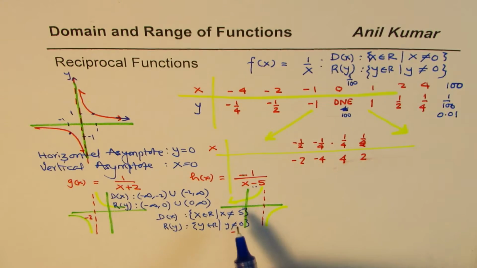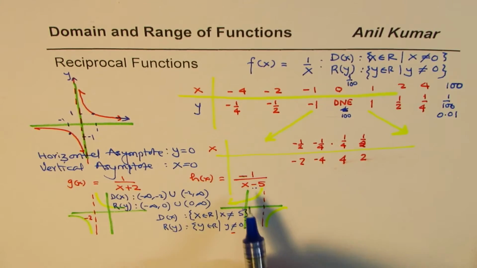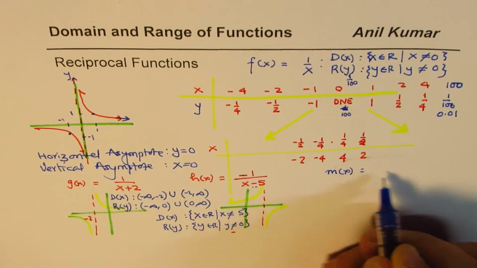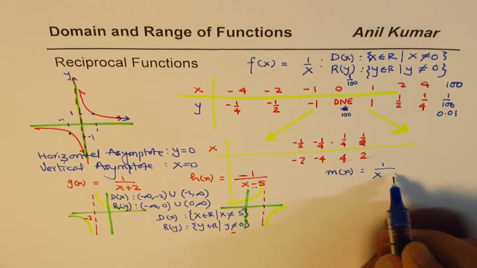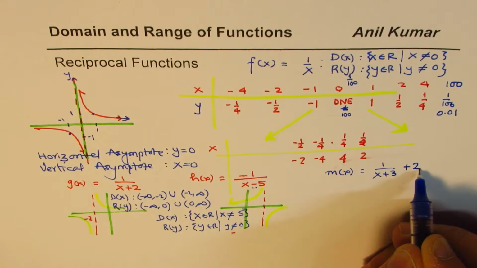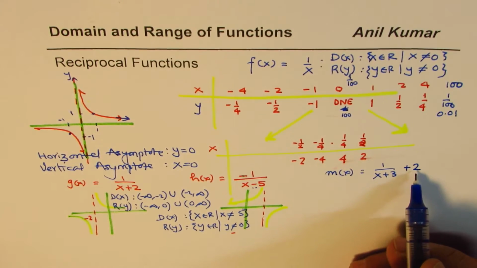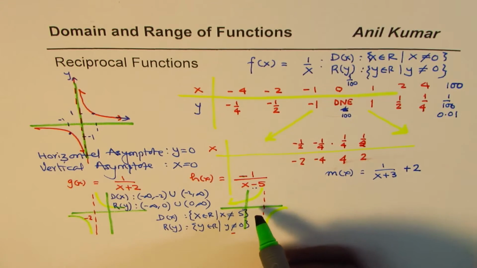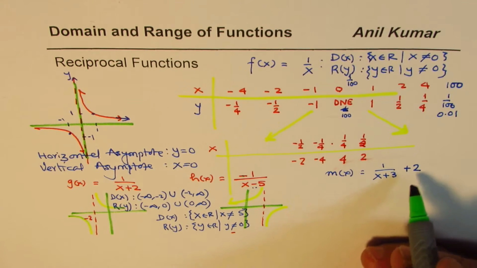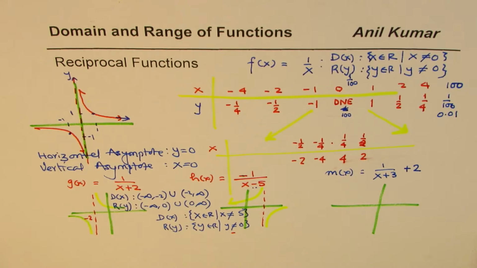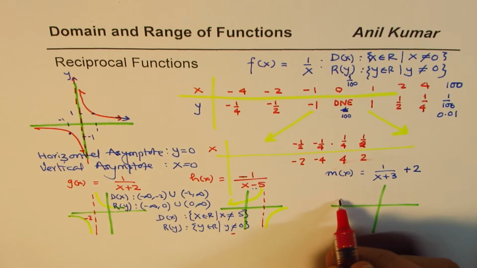You should remember that the range changes if I have an equation which is, let's say, m of x equals 1 over x plus 3. Let's put here plus 2, for example. Now that plus 2 makes a change. So what really happens now is that the horizontal asymptote moves 2 units up, right? So let me sketch this one now. So the horizontal asymptote moves 2 units up.